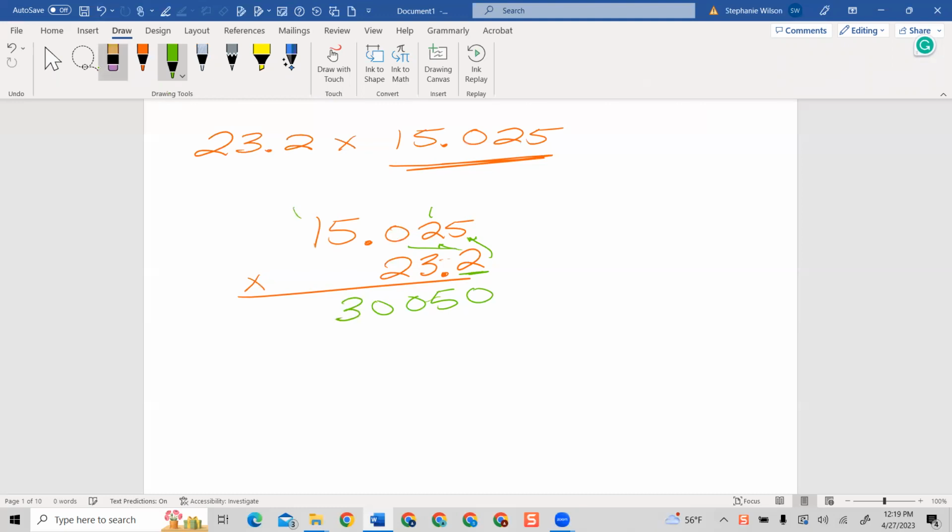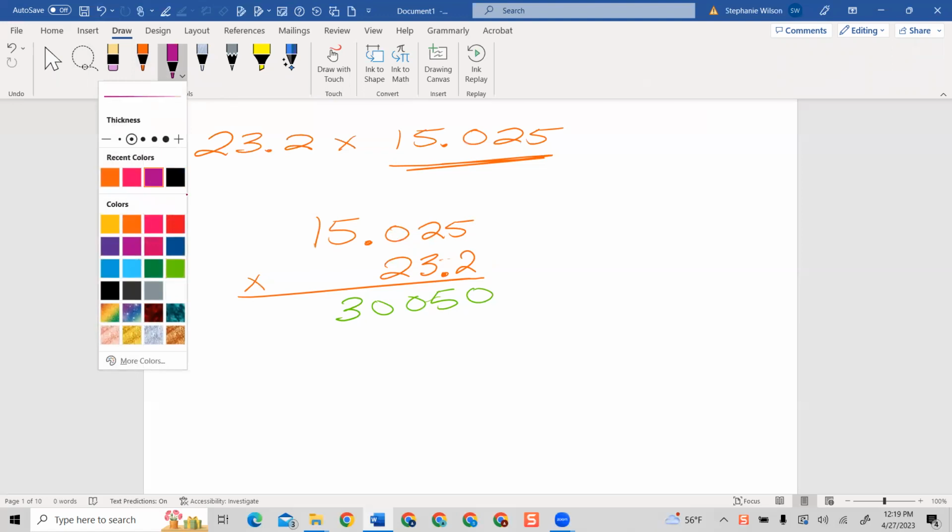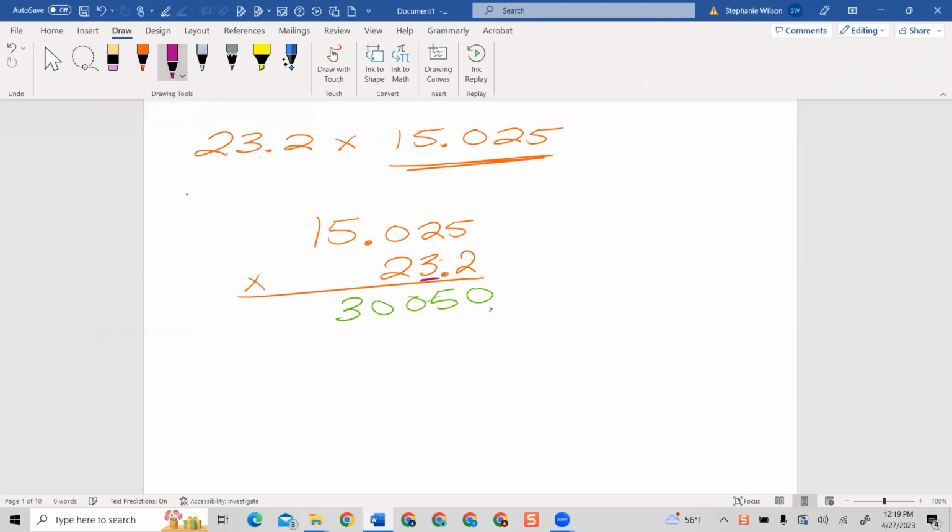All right. Let me erase some of this because I don't want it to be a mess when we do the next one. Bring that 2 back. Put it there. Now, let's look at the second placement here, the 3. So that means I need to put a 0 here so I can start here. So now I'm going to say 3 times 5 is 15, carry the 1. 3 times 2 is 6, plus 1 is 7. 3 times 0 is 0. 3 times 5 is 15, carry the 1. 3 times 1 is 3, plus 1 is 4.